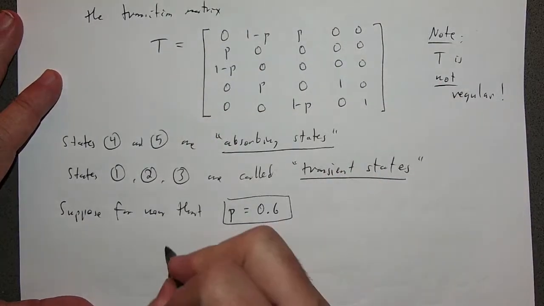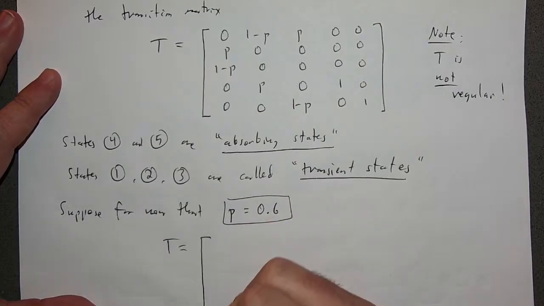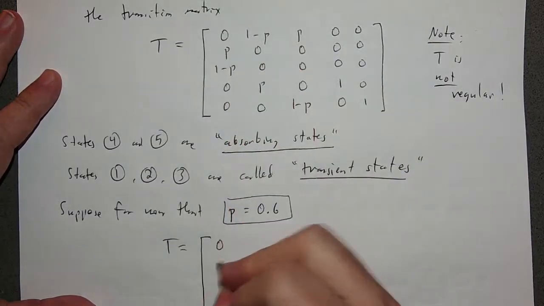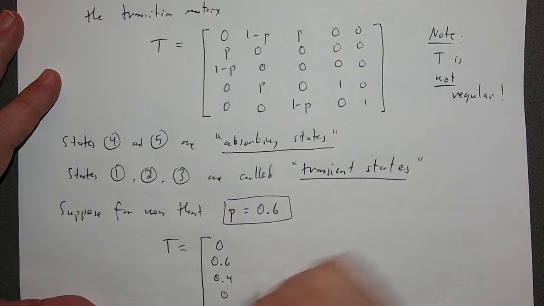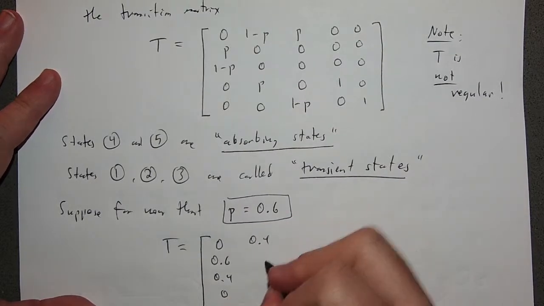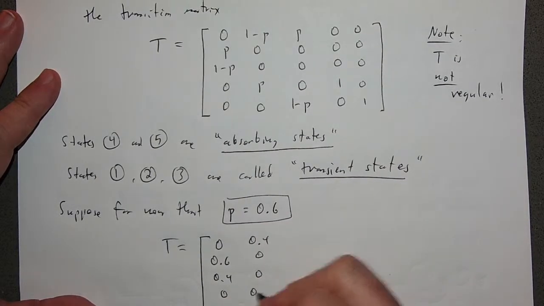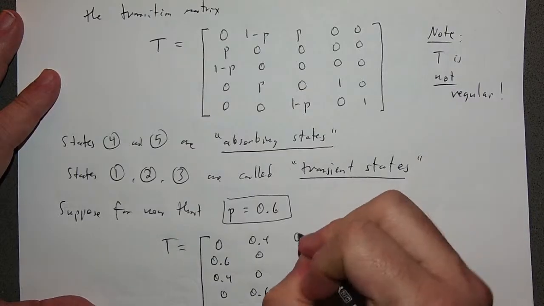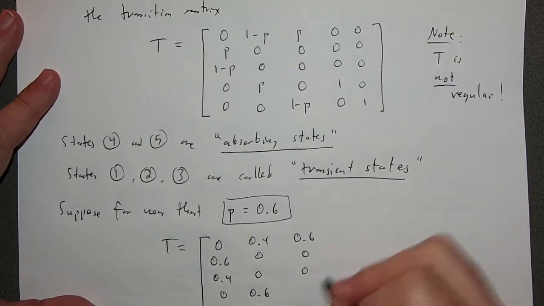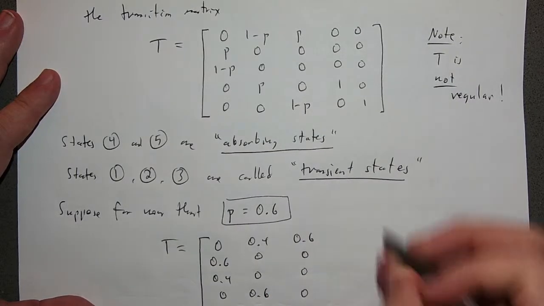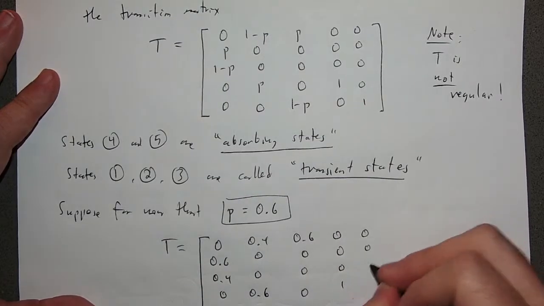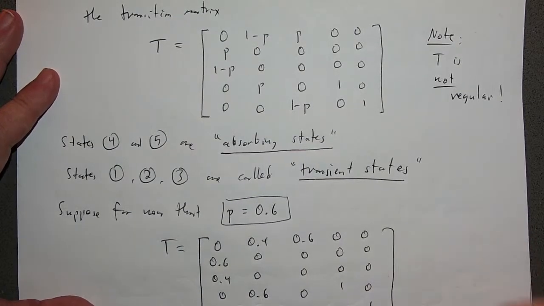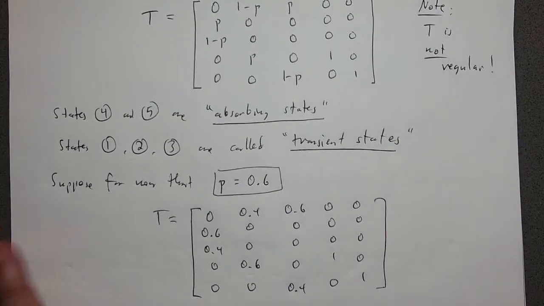Rewriting my matrix T based on this, just real quick. This would be 0, 0.6, 0.4, 0, 0, 0.4, 0, 0, 0.6, 0, 0.6, 0, 0, 0, 0.4, and then 0, 0, 0, 1, 0, 0, 0, 0, 0, 1. Okay, there we go. All right, so there's our matrix T.